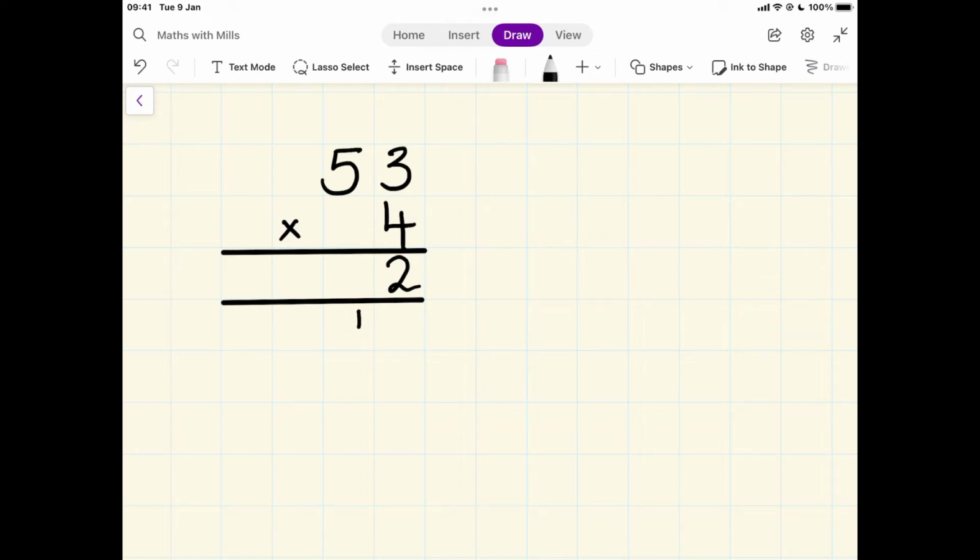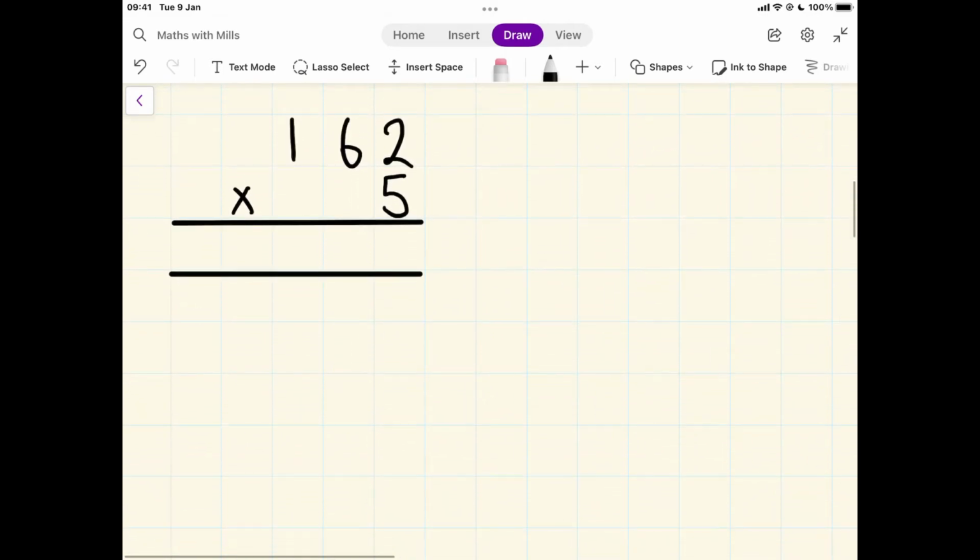4 times 5 is 20, but I'm going to add on this one here, so it's going to give me 21. I put the 1, I don't need to carry the 2 across because there's nothing in my way. That's the end of the calculation, so I can just put it here. The final answer, 53 multiplied by 4, is 212. Let's look at another example.